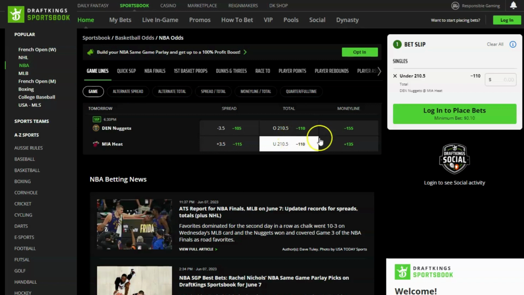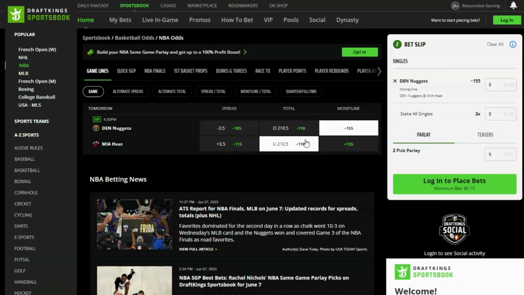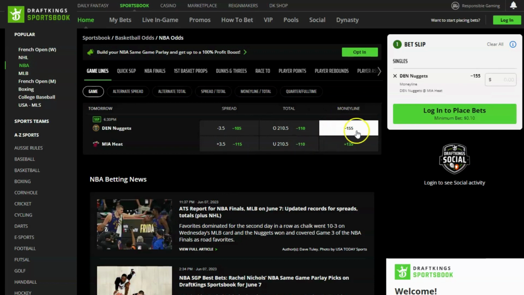Okay. Let's say that you didn't really want to get into the point spread. You're like, you know what? I don't want to worry about Denver winning by a certain amount. I don't want to worry about Miami losing by a certain amount or having to win the game outright. I just want to pick a winner. And that's what Moneyline is. Moneyline simply means that you just pick the winner.